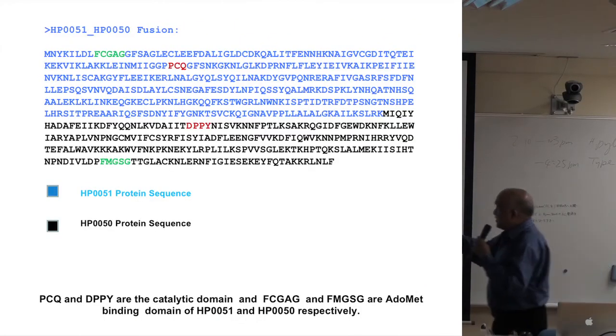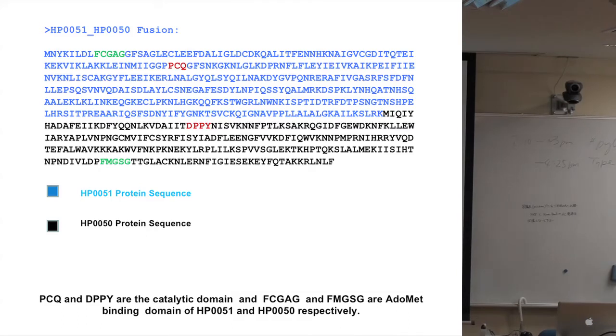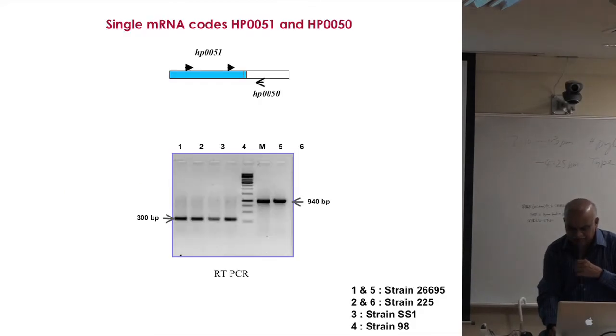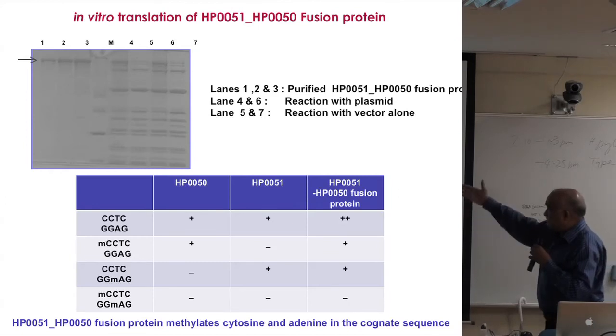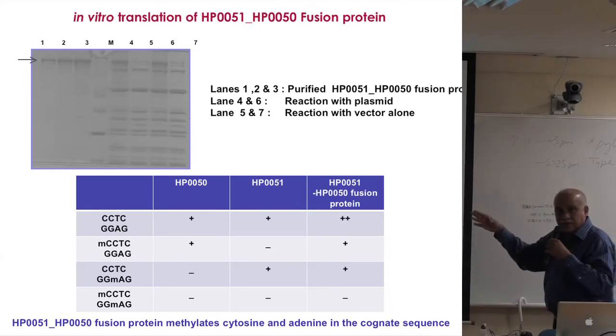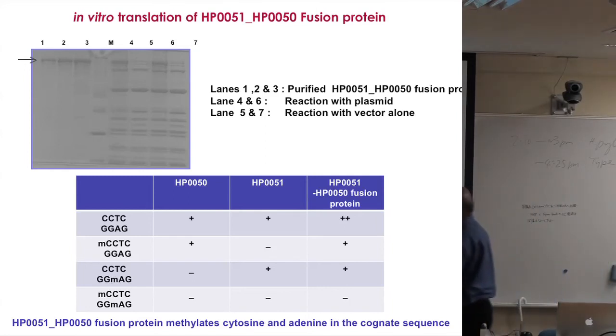He made this construct so that you have the PCQ motif here and the DPP1. So you have both the adenine and the cytosine methyl transferase in one polypeptide instead of two polypeptides, which naturally occur in the 26695. And then a single messenger RNA codes for both. And he showed this; he purified it by in vitro translation, using the NEB kit that we have, purified the protein, and studied the individual enzyme properties and the combined one. And you have the properties here.